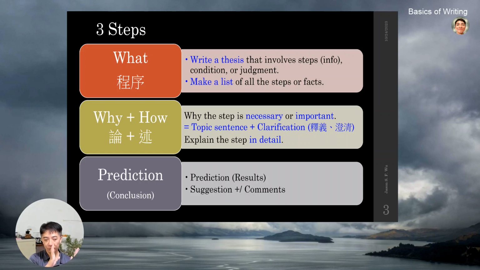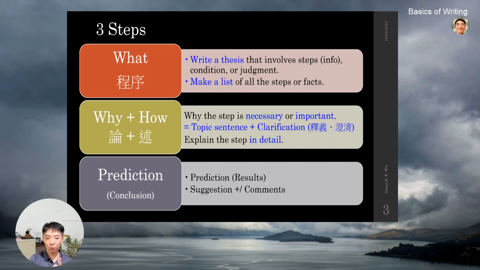If you complete this, then what will happen? So you can actually use a prediction to conclude your essay, or make a suggestion. Maybe you encourage people to do it, or make some comments. Okay, so there are three ways to conclude a process essay.